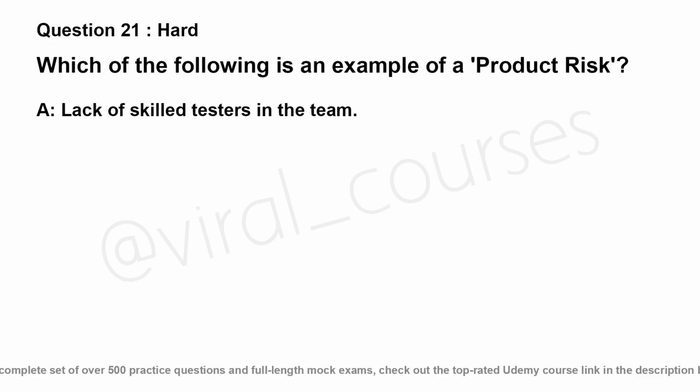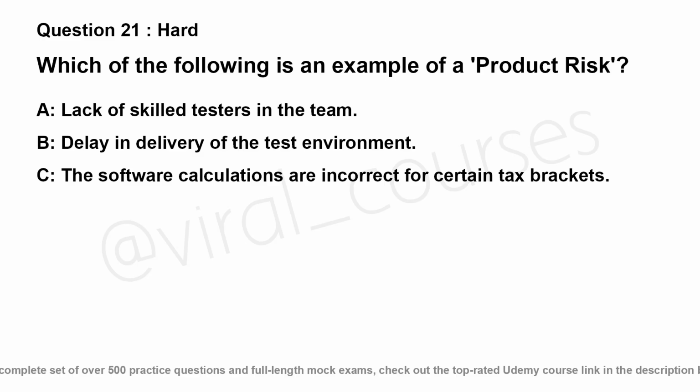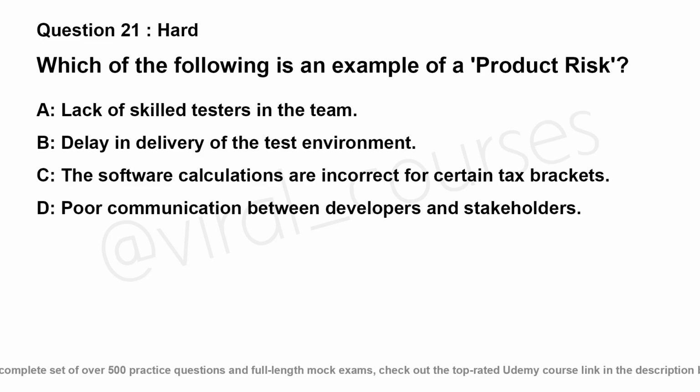Which of the following is an example of a product risk? Option A, lack of skilled testers in the team. Option B, delay in delivery of the test environment. Option C, the software calculations are incorrect for certain tax brackets. Option D, poor communication between developers and stakeholders.